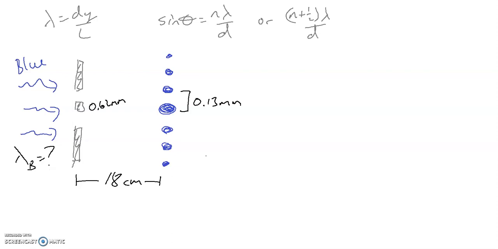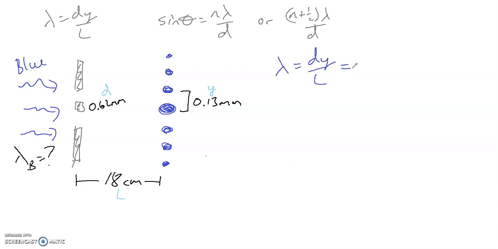Well, let's see. Lambda is equal to d y over L. So if I piece this together, I can figure it out. I'm going to label my things. This 0.62 millimeters is my d value. The 18 centimeters is my L value, that's how far the light went. And the distance between maximums is my y value. So I have my lambda, my d, my y, and my L. All I have to do is put the values together, and I can calculate the wavelength.